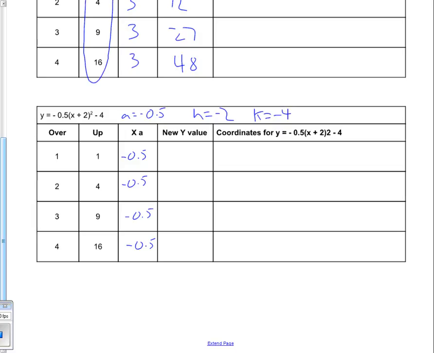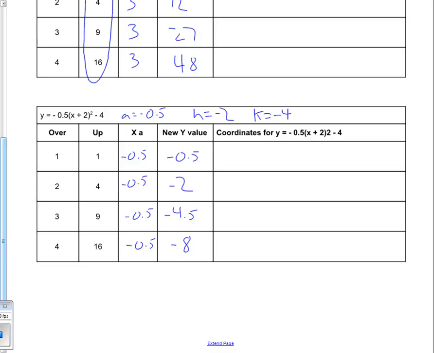If we multiply our y1 values by the a value, we get the y2 value. So 1 times negative 0.5 is negative 0.5. 4 times negative 0.5 is negative 2. 9 times negative 0.5 is negative 4.5. And 16 times negative 0.5 is negative 8. So again, this has to be your over 1 down 0.5, over 2 down 2, over 3 down 4.5, over 4 down 8.